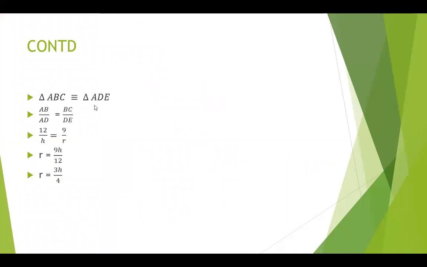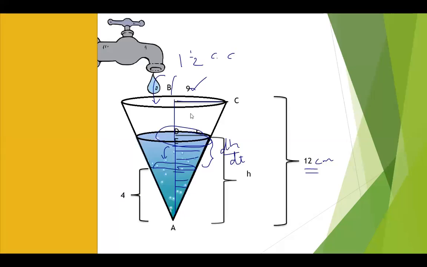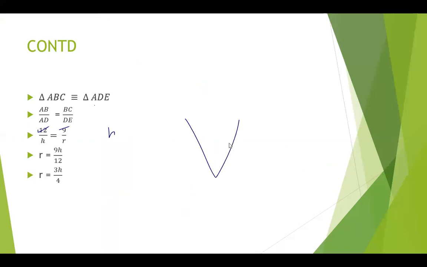Then I compare the triangles ABC and ADE. AB divided by AD is equal to BC divided by DE. Thus, we know the height and the base radius of the cone, it is 12 and the base radius is 9. H is the height of the water cone, the water level. Then R is the radius of that one.